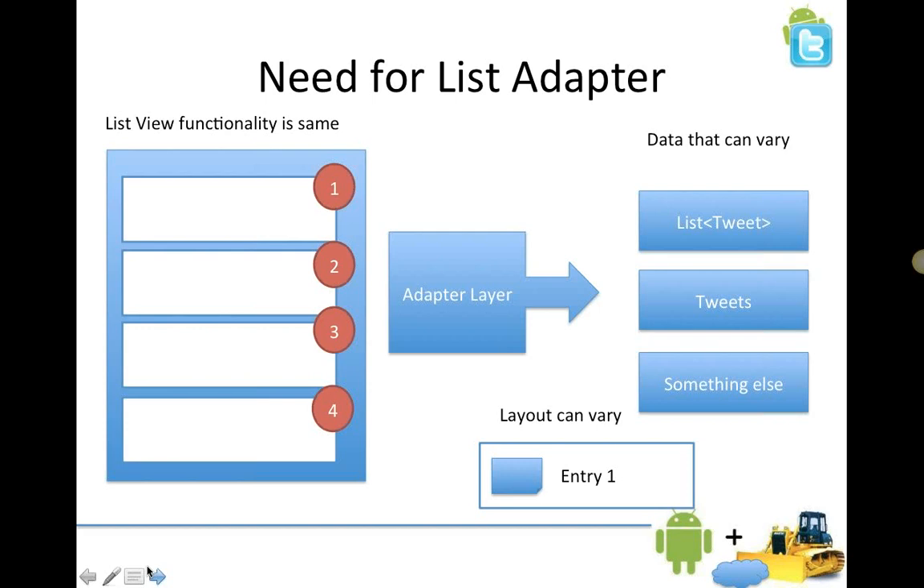So this list view functionality remains entirely the same, it never changes. That's the constant part. And you can have data in any particular manner. Your data can be, let's say, a list of tweets. It can be a special class called Tweets. It can be something else. It can even be a tree kind of structure, whatever it is. So data is variable.